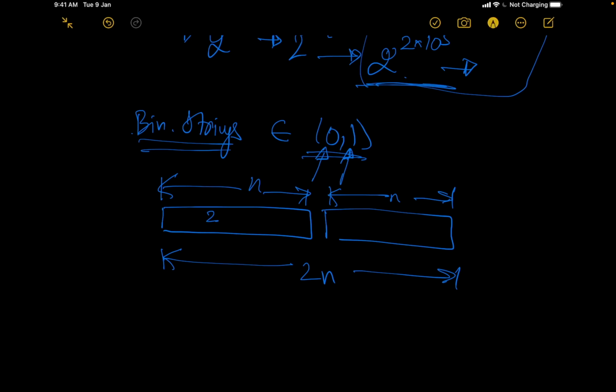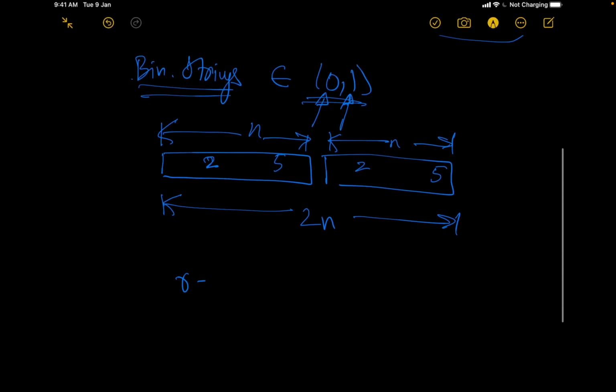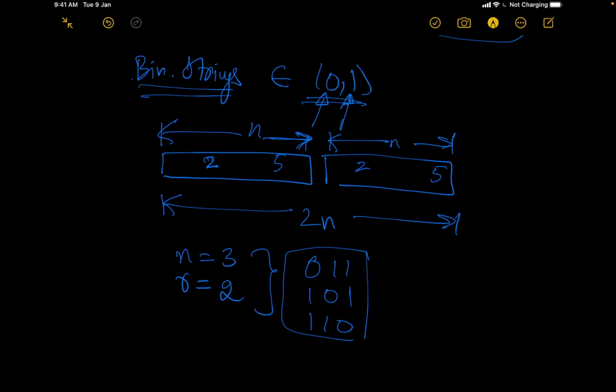So if the first half has 2 ones in it, the second half will also have 2 ones in it. If it has 5 ones, the other would also have 5 ones. So let's generalize the number of ones as r. To give an example, let's say n is equal to 3 and r is equal to 2. So we are trying to find strings of length 3 which have 2 ones in it. Those strings are 011, 101, 110, right? So these are the 3 strings which have 2 ones in them and are of length 3.